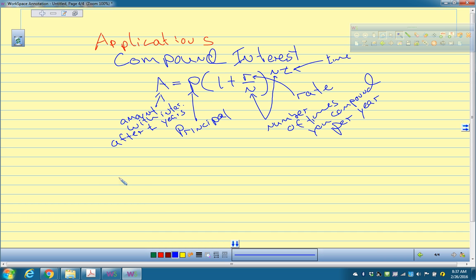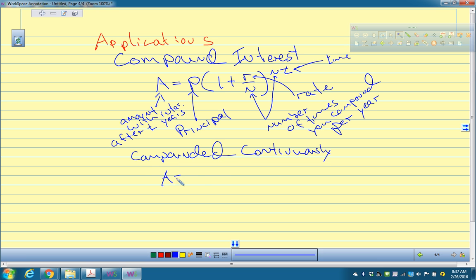So, I'll show you the way. Have you seen this formula before? Yes. Probably. Okay. So the way this works is, this is for compound interest. This is compounded continuously. Okay. Continuously, you end up with the formula.